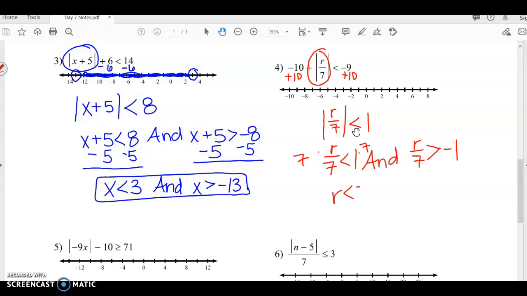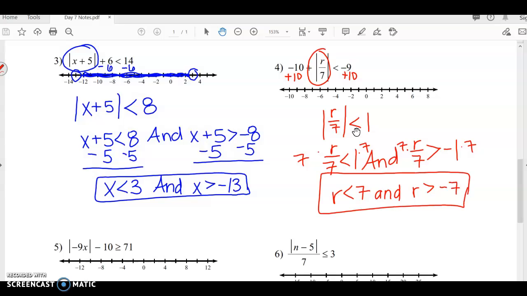So we have r is less than 7. And to get rid of the divide by 7, we multiply by 7. So r is greater than negative 7. So r is less than 7 would be an open dot at 7 going to the left. But then r is greater than negative 7 is an open dot at negative 7 going to the right. So to be to the right of negative 7 and to the left of positive 7, I'm in between negative 7 and 7.